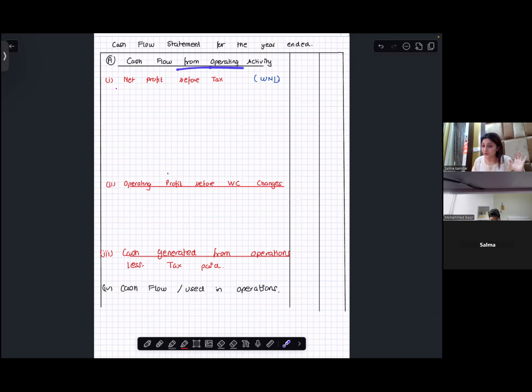It would be cash flow from operating activities. You always start with net profit before tax, which would be in your working note number 1. Then you write your operating profit before working capital changes. Cash generated from operations minus tax paid. You get cash flow from operating activities or cash used in operating activities. Are you with me?